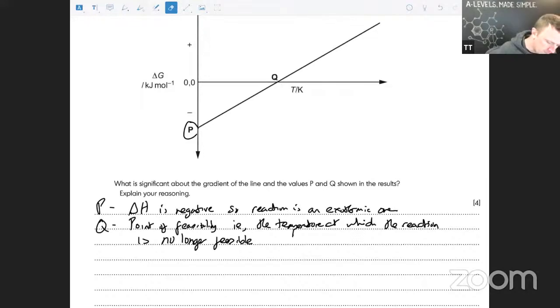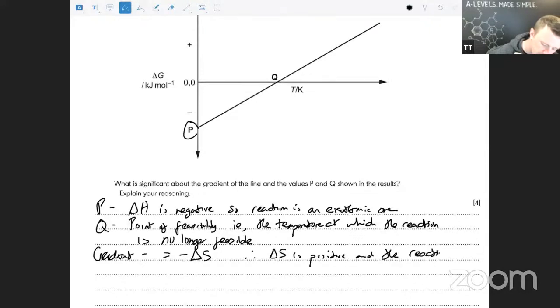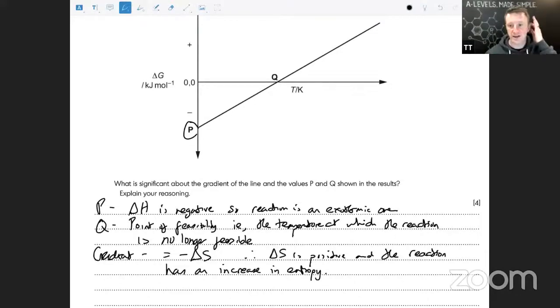Now, lastly, the gradient. The gradient equals minus delta S. So tell me, guys, have we got an increase or decrease in entropy for the reaction? Yes, absolutely, Edith. I would always state that gradient equals minus delta S. Good. Therefore, delta S is positive, and the reaction has an increase in entropy.